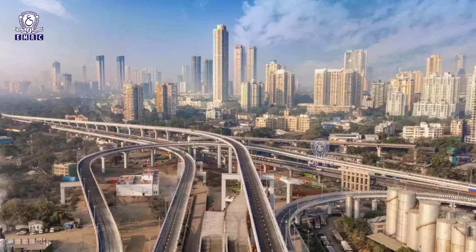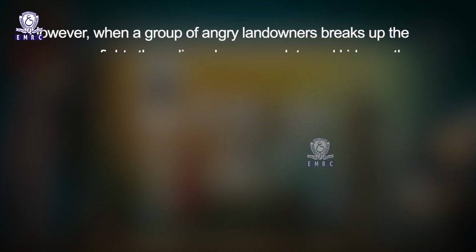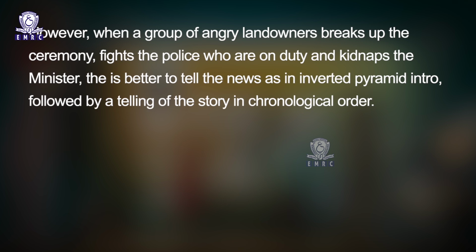When the Minister of Transport opens a new bridge, there is one simple event to report. This story can be reported as a simple inverted pyramid. However, when a group of angry landowners break up the ceremony, fight with the police who are on duty and kidnap the minister, it is better to tell the story with an inverted pyramid intro, followed by telling the story in chronological order. We tell the reader or listener at the beginning what the news is, and then tell the story as it happens.